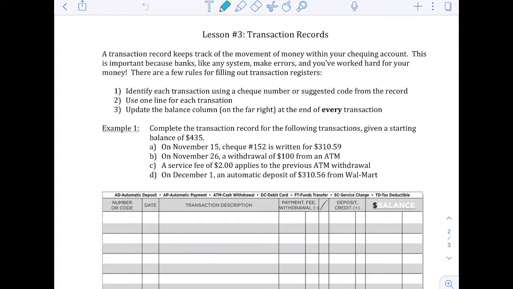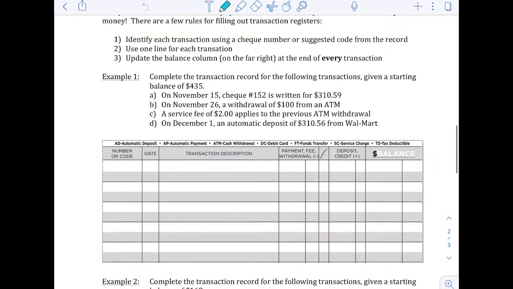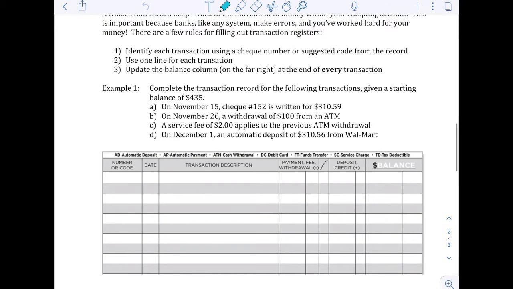So there's a few rules for filling out transaction records. Down below, this is what your transaction records typically look like. When you do have a bank account and you go on the internet, you can usually see your account, and you just want to match up the transactions that you've made with what the bank has.